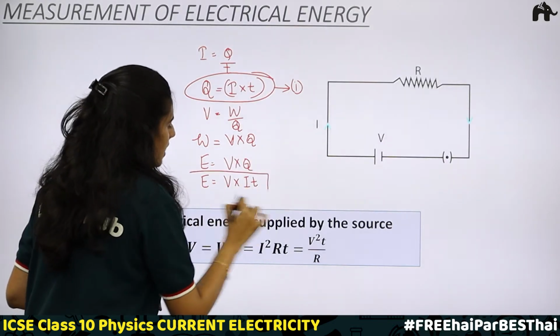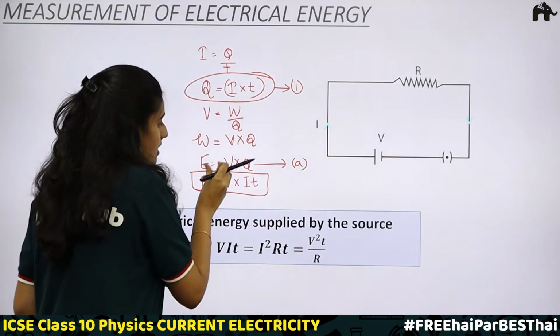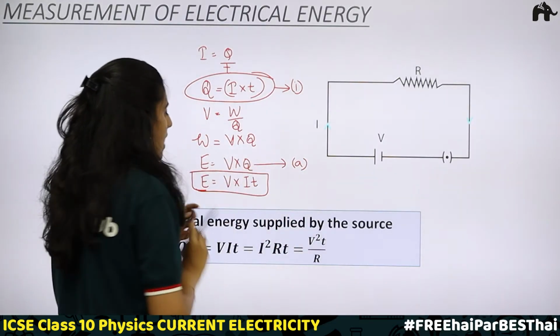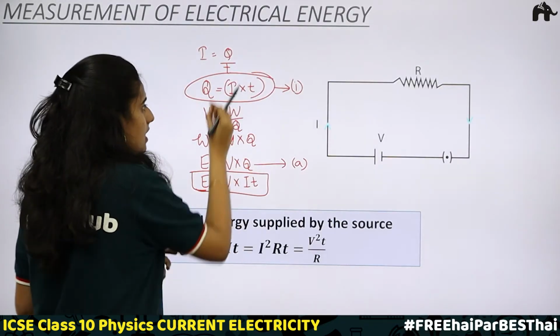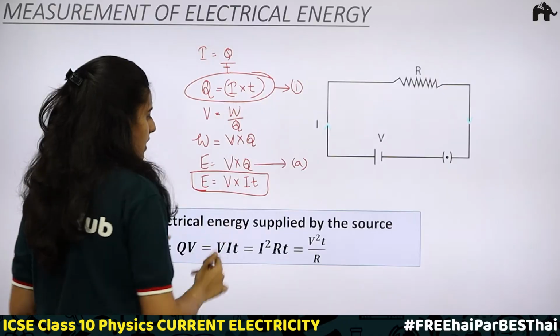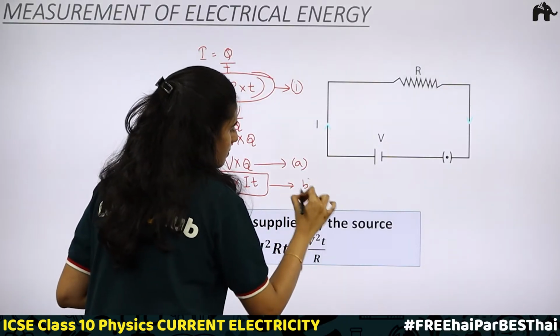Okay, so this is your second equation. This is equation A, to find electrical energy when you know the charge and the potential difference. In most cases, charge will not be given; current and time will be given. In that case, you can use this equation. Okay, this is equation B.